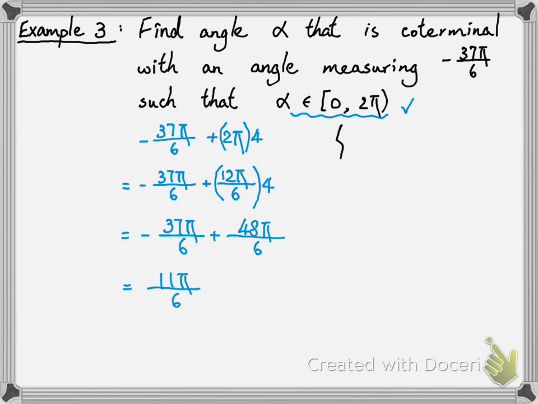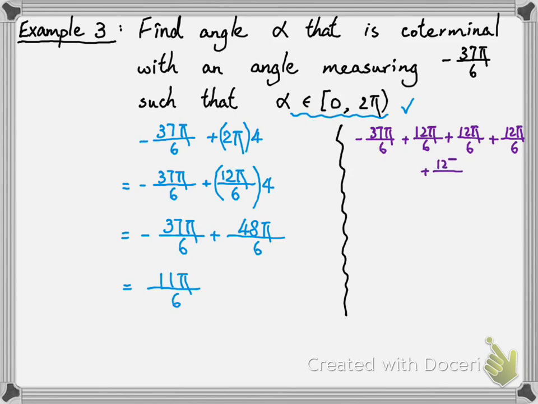Other students may think of a different way to perform this, where they just keep adding 12 pi over 6, again and again, until the answer is positive and within 0 to 2 pi. Our answer will again be 11 pi over 6.